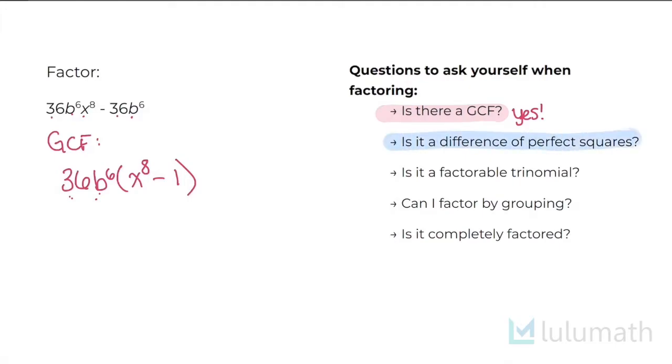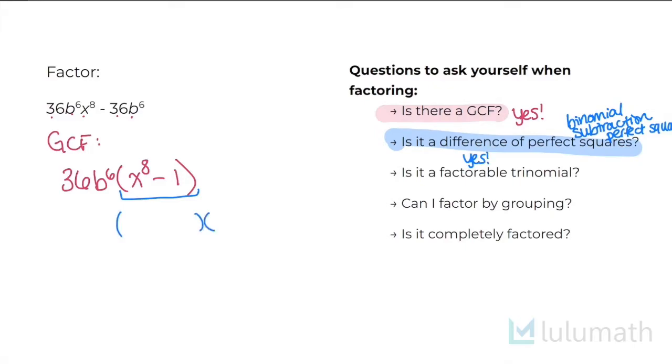Now I want to know, is it a difference of perfect squares? My first factor is not because it is a monomial. But my second factor could be because it is a binomial, it has subtraction, and I also have perfect squares. So yes, it is a difference of perfect squares. So let's go ahead and factor it as a difference of perfect squares.